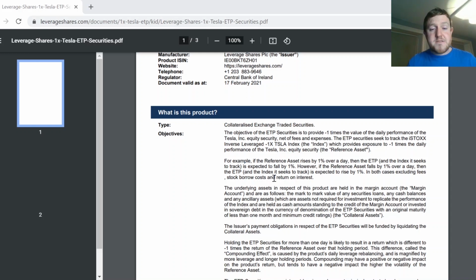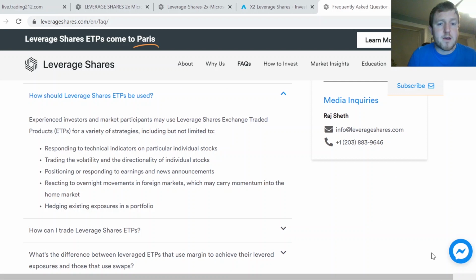So you might be thinking to yourself now, what is the whole point of holding one of these for one day? How is that useful? So I am going to talk you through some examples of where this might be of particular use to you in the future. Okay, so here are some common uses for the leveraged shares.